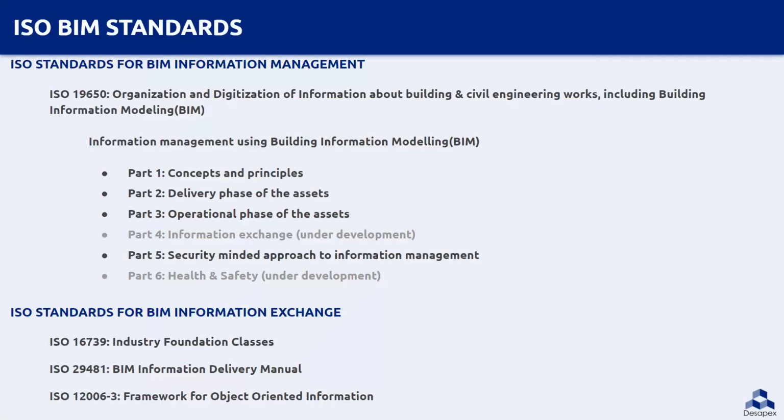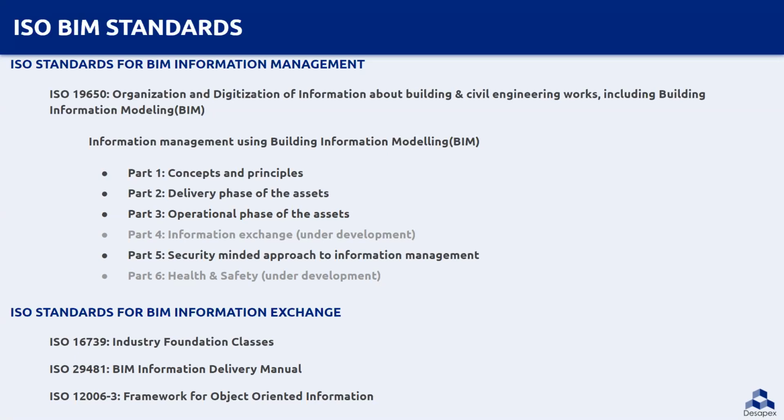We will now discuss some of the standards which are used worldwide and published by the International Organization for Standardization, or ISO. It is important we adapt to such international standards as they are globally accepted. ISO is an international organization that focuses on creating standards. ISO has a technical committee for each topic area. It has participating members from across the globe who work together with the organization to collect information, arrange it, and test it before the standard is published. ISO has already published a lot of standards for organization and digitization of information about building and civil engineering works, including building information modeling, BIM.